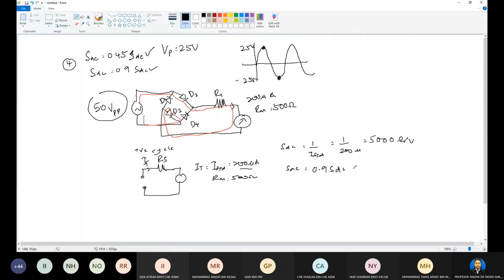So to calculate the sensitivity for AC, 0.9 multiplied by the sensitivity for DC. So you can get 4,500, okay, 4,500 ohm per volt. This is the sensitivity for AC.